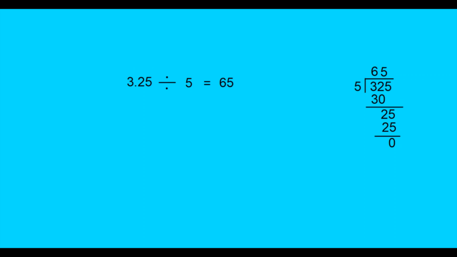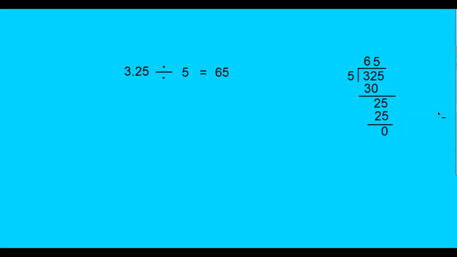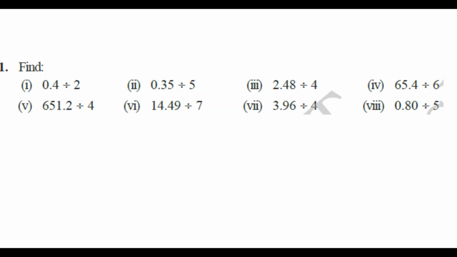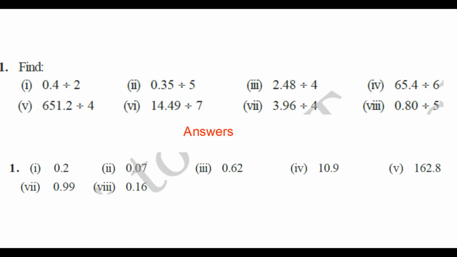Suppose you want to divide 3.25 by 5. You divide 325 by 5 first. 325 by 5 you get 65 as the quotient. Now check the number of digits after the decimal point. Here it is 2. So the quotient also must contain 2 places of decimal. So you can write it as 0.65. Here is the first question to divide. Do it yourself. Here are your answers. Please check yourself.